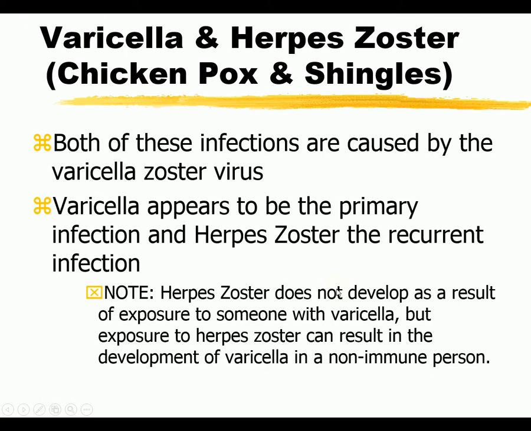All right, so what about varicella and herpes zoster, chickenpox, and shingles? Both of these infections are caused by what we know as the varicella zoster virus. We know that varicella appears to be the primary infection, with shingles or herpes zoster being the recurrent. Those of you who have seen the commercial know that if you've been exposed to chickenpox, you have the virus living within you. Herpes zoster does not develop as a result of exposure to someone with chickenpox, but exposure to herpes zoster can result in the development of chickenpox in a non-immune person. Okay.